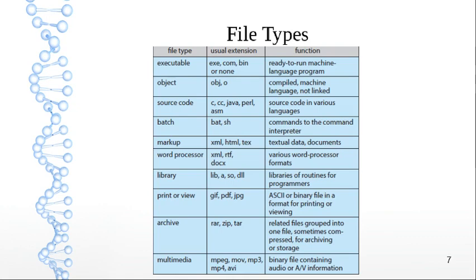So I do have here different types, this is one of the structures of the file system. What we have is the file types. The file types include executable, object, batch, markup, up to multimedia. I think all already know the usual extensions.